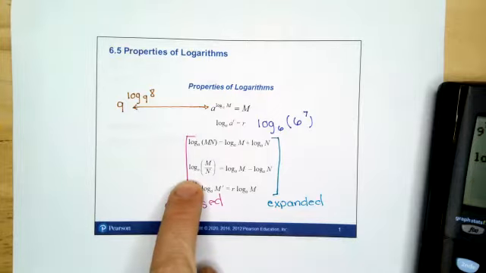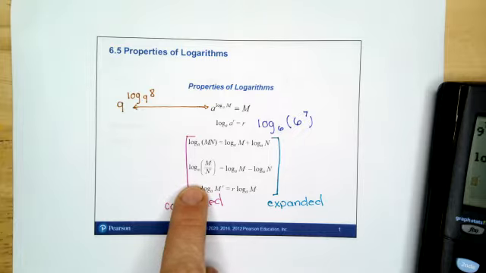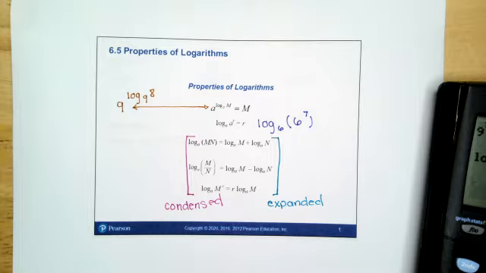Next one, the log base a of m over n can become the log base a of m minus the log base a of n, right? You can take the log of a fraction and expand it by taking the log of the numerator and subtracting the log of the denominator from that.